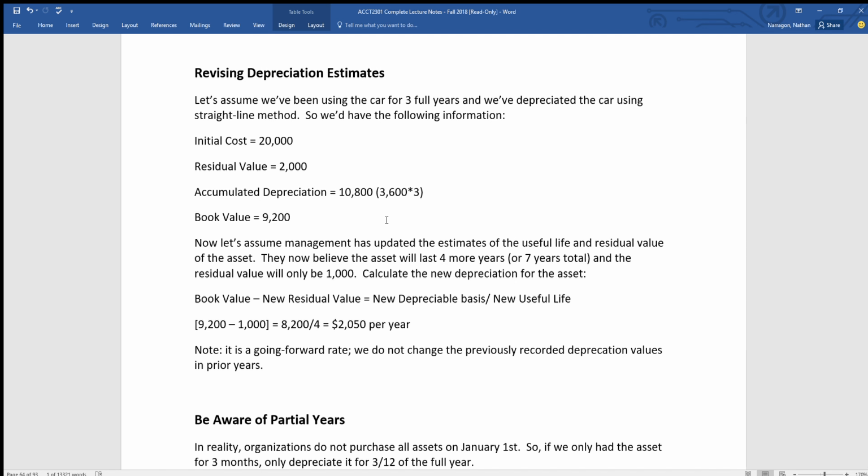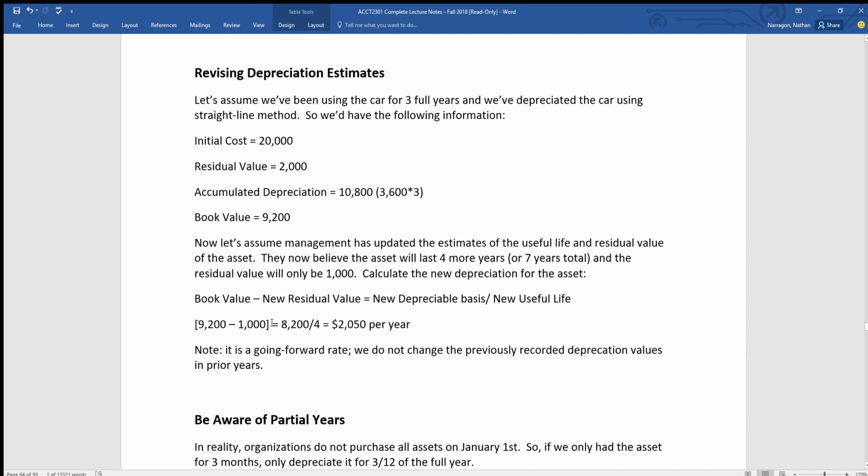Okay, so right now we're just using straight line method. We're not going to get into too crazy, but we're going to assume management has updated their estimates and they believe that now it's going to last 4 more years. So in total 7 years. Well, we've already depreciated 3 of those, so we really have 4 more years. And now the residual value is only $1,000. So they changed the residual and they changed the life. How do we calculate this? Well, again, we're going to take the book value, which happens to be 9,200, and minus the new residual value, if there is a new one, of 1,000.